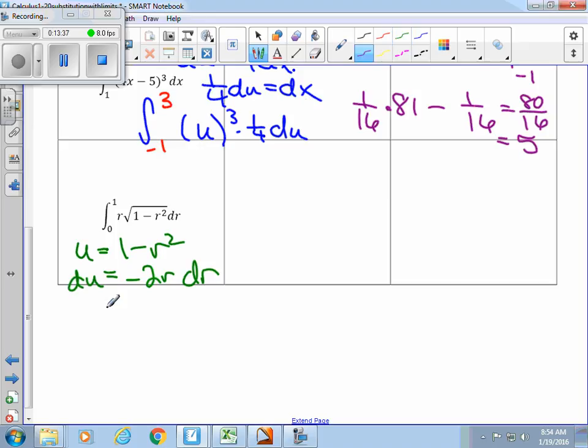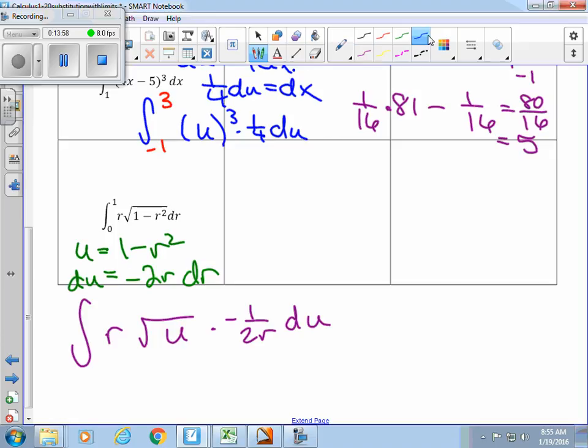I'm going to change my integral. R times the square root of u times negative 1 over 2r du. I didn't divide over. Is everyone okay?